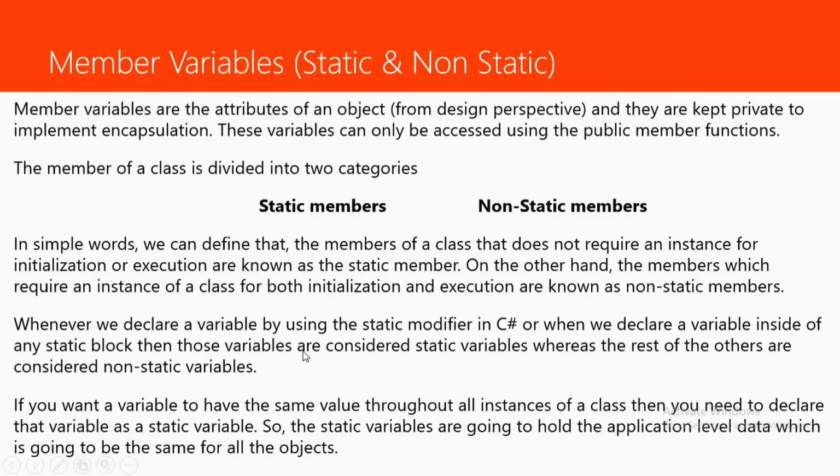Whenever we declare a variable by using a static modifier in C#, or when we declare a variable inside any static block, then those variables are considered static variables, whereas the rest are considered non-static variables. And if you want a variable to have the same value throughout all the instances of a class, then you need to declare it as a static variable. So one thing which is clear: when we want something to be common for all objects, we call it static. And when we want the value to be different for each object, we call it non-static. For declaring static, we use the static keyword.